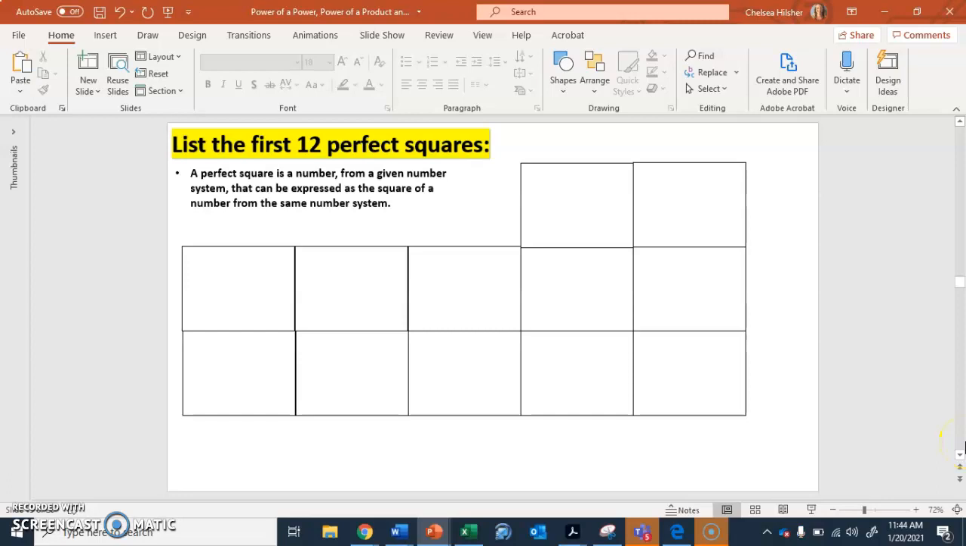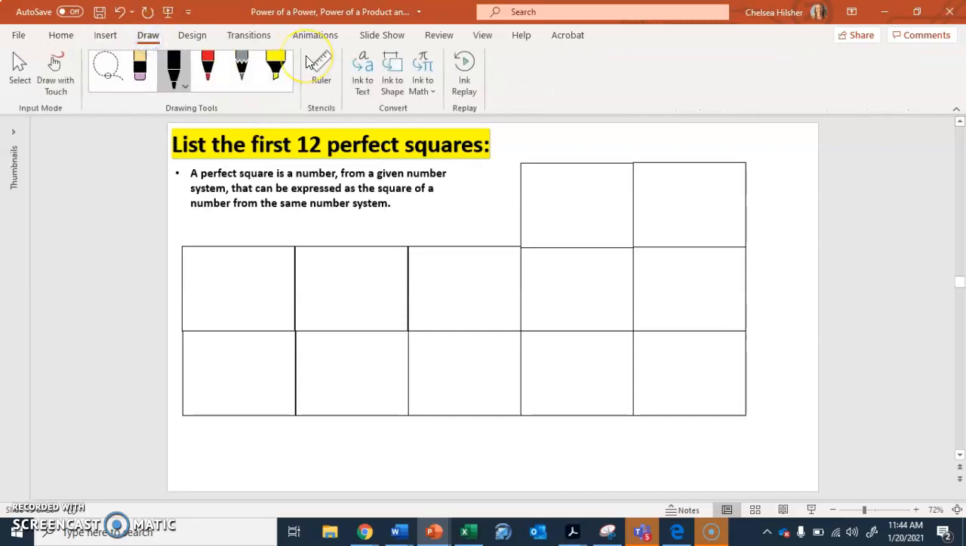For our lesson today, radical expressions, they have a lot to do with perfect squares. Radical expressions and exponents go hand in hand because they're opposites of each other. And you're about to see why here when we list the first 12 perfect squares. There's not only 12 perfect squares, there are several perfect squares.